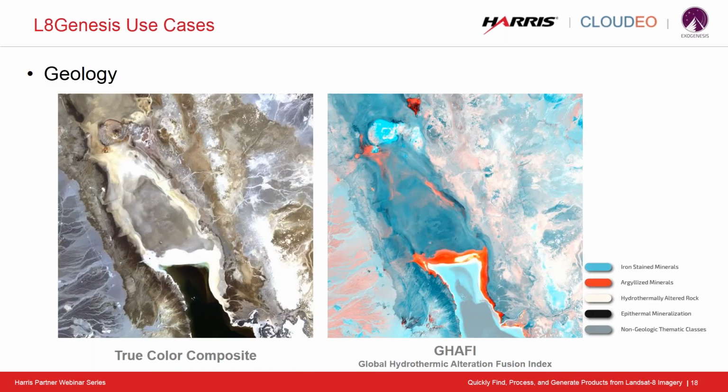The last example we have is the GHAFI, which is the Global Hydrothermic Alteration Fusion Index. The GHAFI is designed to efficiently detect and characterize iron-stained minerals, argillized minerals, hydrothermically altered rock, and epithermal mineralization. It does a pretty good job of distinguishing those features from other thematic classes in an ordinary geologic background. This particular image was taken in Dallol, Ethiopia, and provides a really good example of this particular indice.